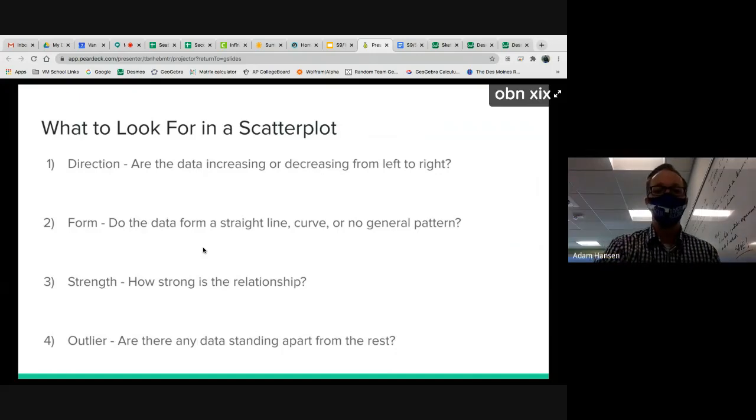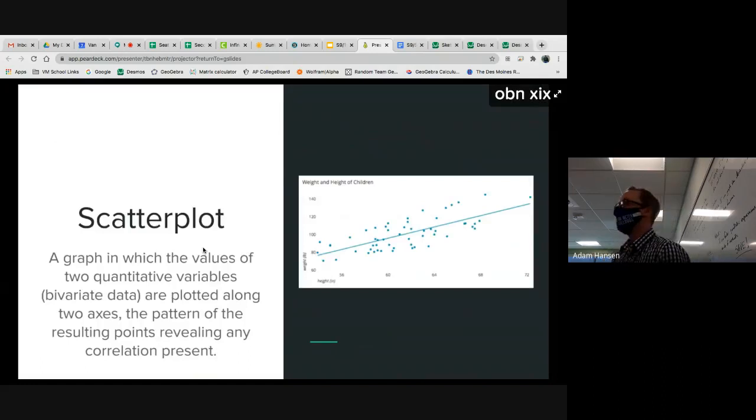Go back to this scatter plot. Is the trend line, is the data increasing from left to right or decreasing? Increasing. So as heights increase, I would expect the weight to similarly increase. That is called a positive relationship. If it was decreasing, it'd be a negative relationship.